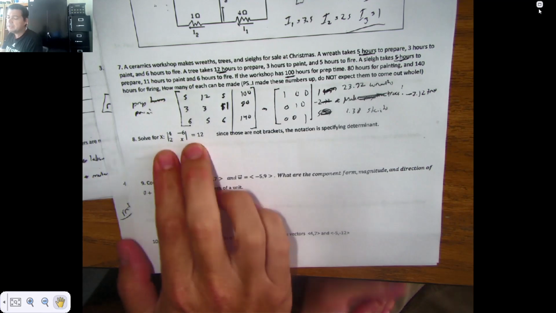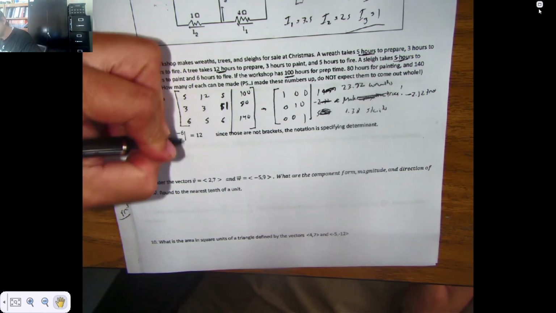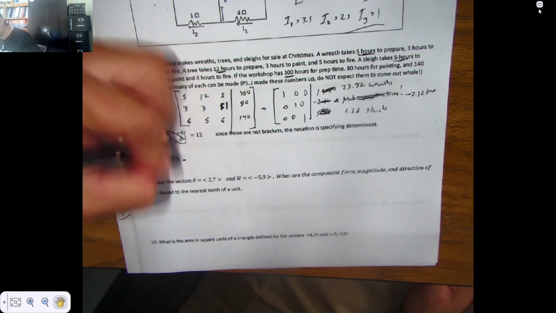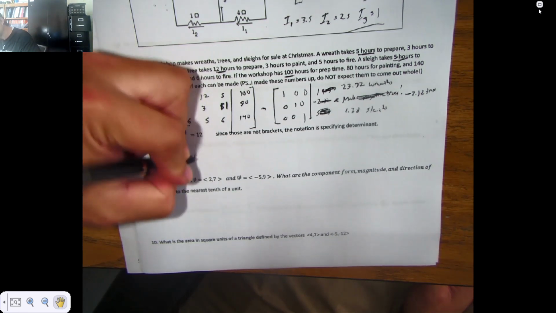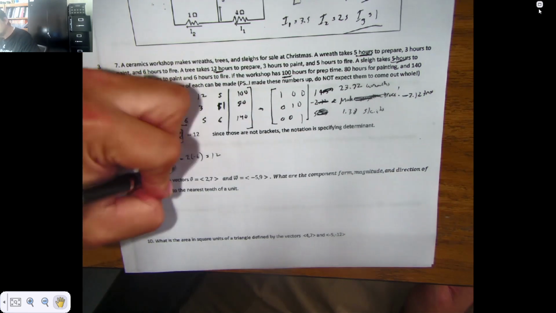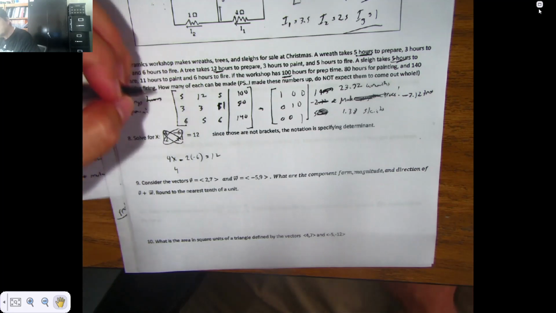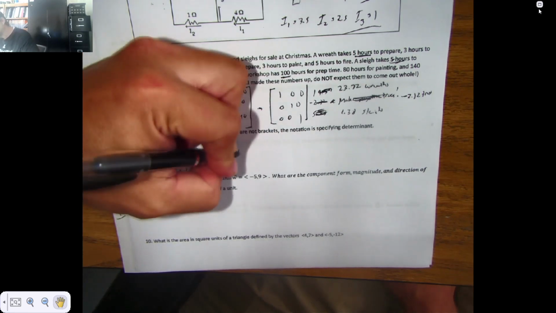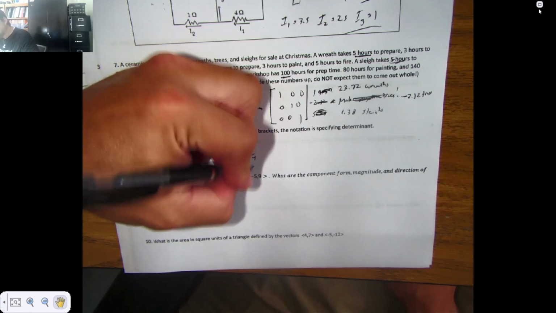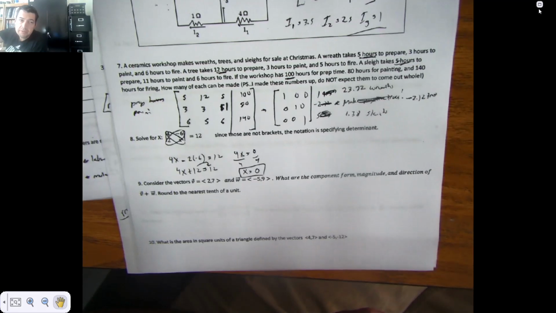Solve for x. This notation means determinant. So you're going to do 4 times x, take away 2 times a negative 6, and it must equal 12. 2 times a negative 6 is negative 12. But a negative times negative is positive. We're going to subtract 12. 4x is 0. Divide by 4. 0 divided by anything is always 0. So there you go. The x value that makes this true is 0.